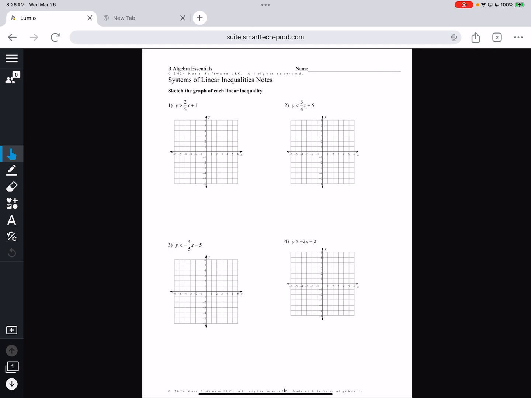If it has that little line underneath, it doesn't matter if it's greater than or less than, it'll be a solid line. All right? One more time, what format does the equation need to be in? Y equals mx plus b. What's the b? Where you start off. It's the y-intercept.